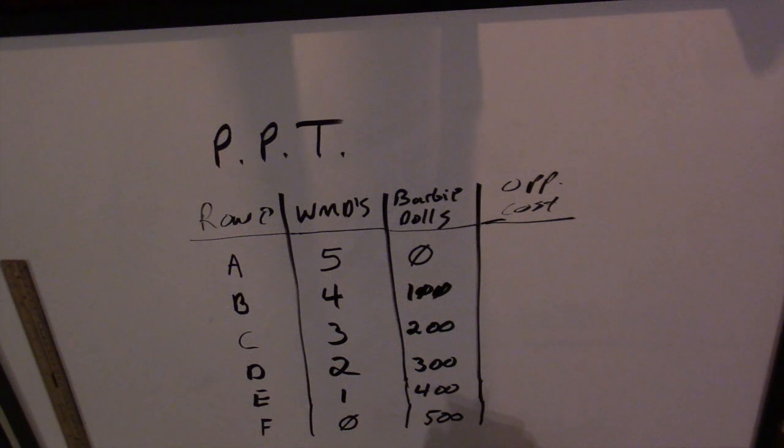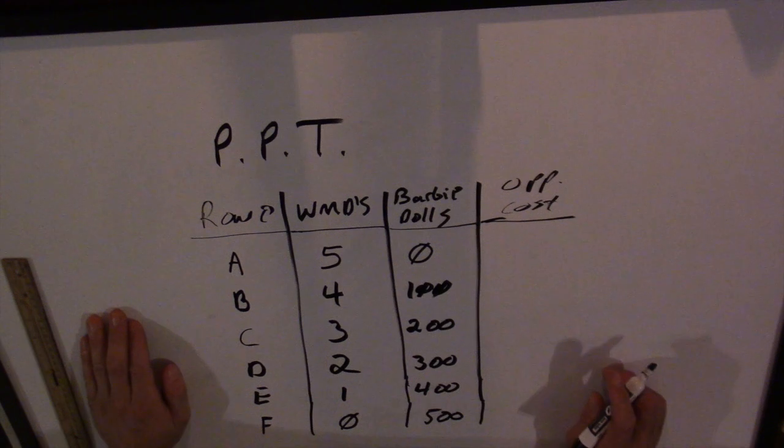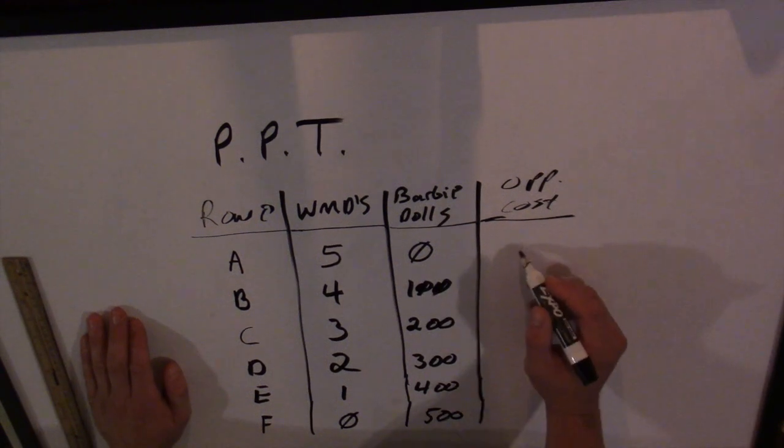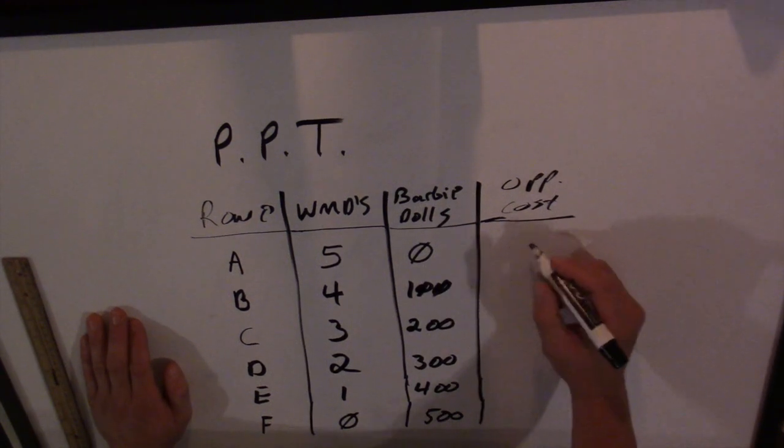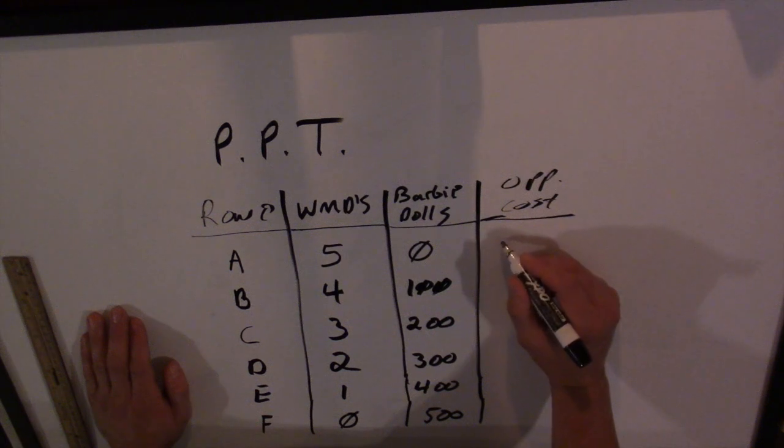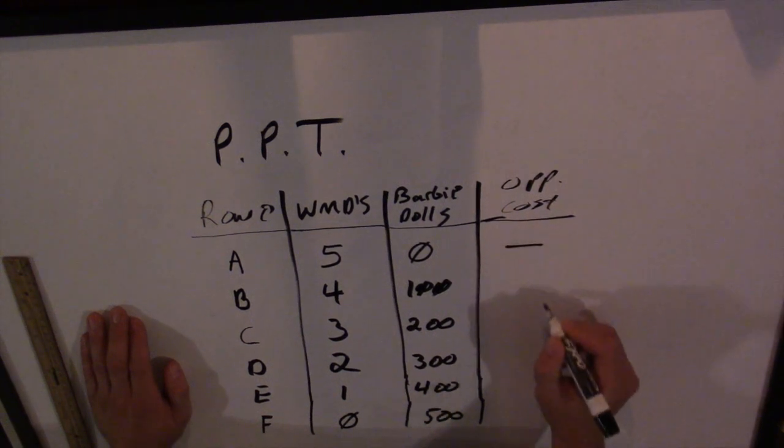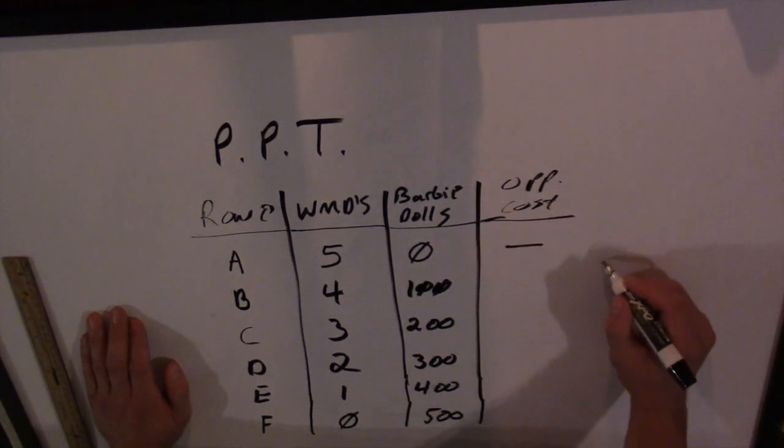Those are our points. So now we want to figure out how to do opportunity cost. Well, at the start, there is no opportunity cost because that's our starting place. So at 5-0, there's none. How do we figure this out? Well, A minus B over A minus B. So we go from point to point.